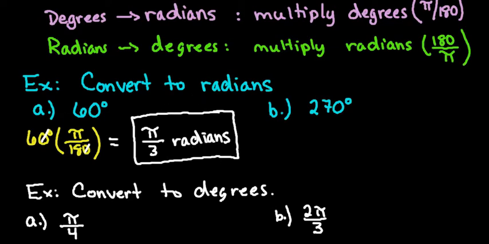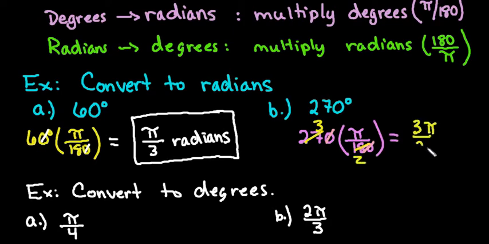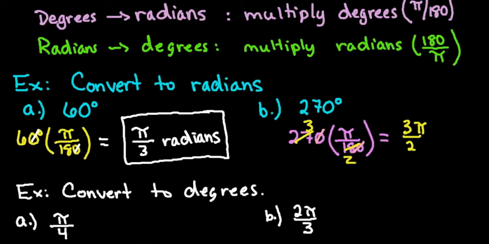270 degrees, if we multiply this out, we would do 270 times pi over 180. And again, if we simplify this, the easiest way to do it is just to reduce. The zeros cancel out, and 27 is divisible by 9 3 times. 18 is divisible by 9 2 times, so we would end up with 3 pi over 2 radians.